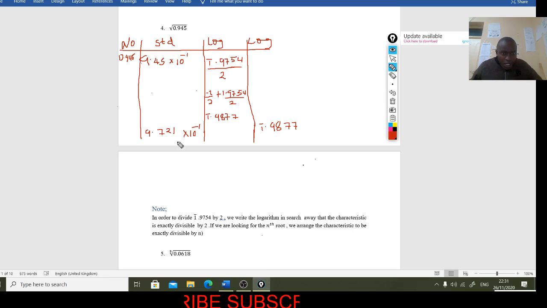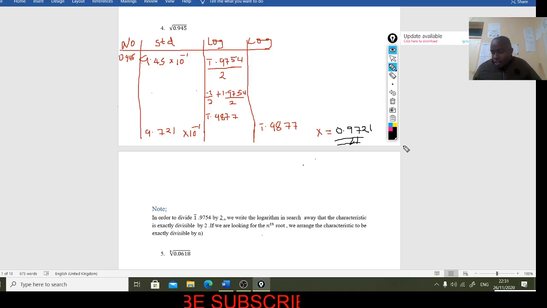So this means that my number x, my x that I was looking for, equals the nth log of this one, which I found to be 9.721. So my x, if I move one step behind it, will be 0.9721. So that is how we do it.